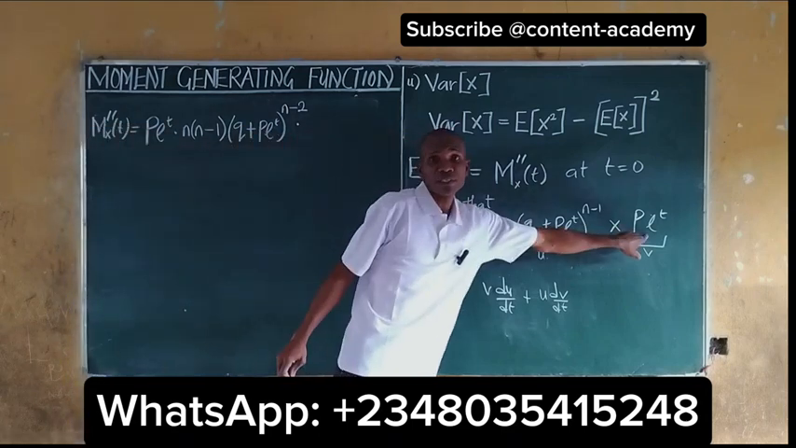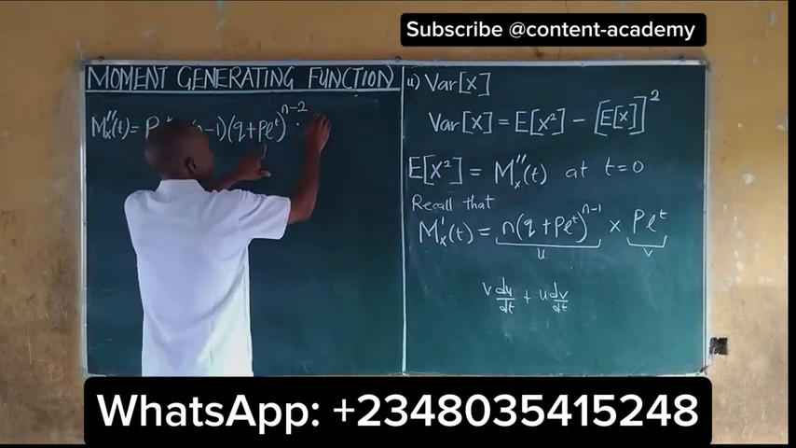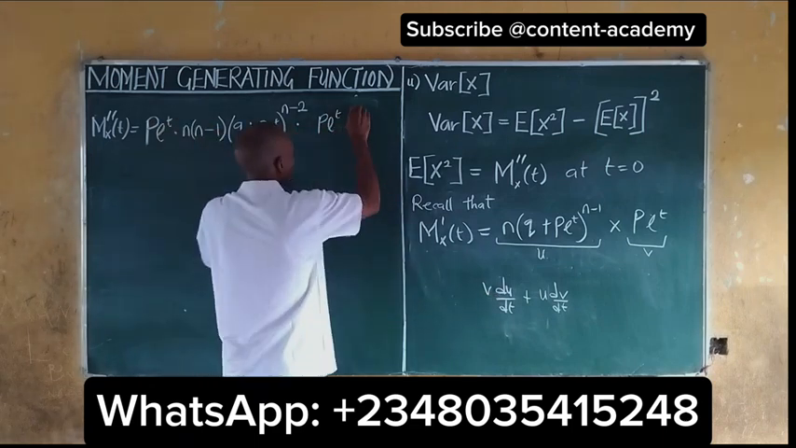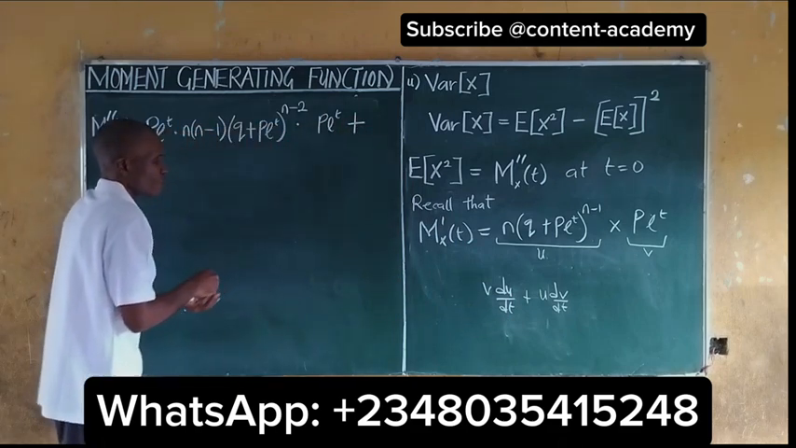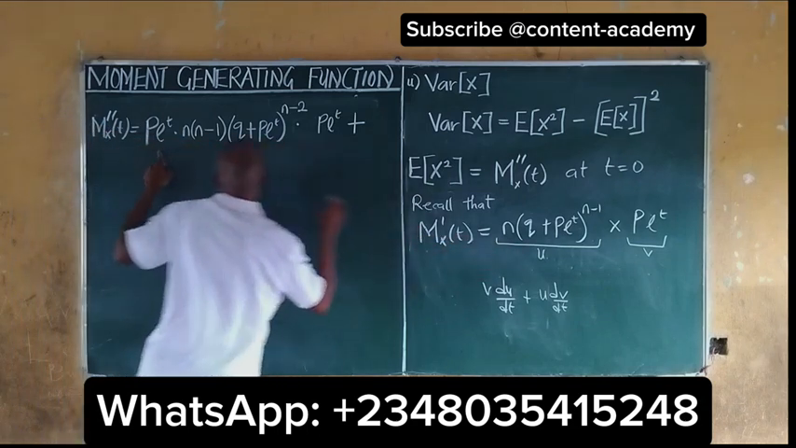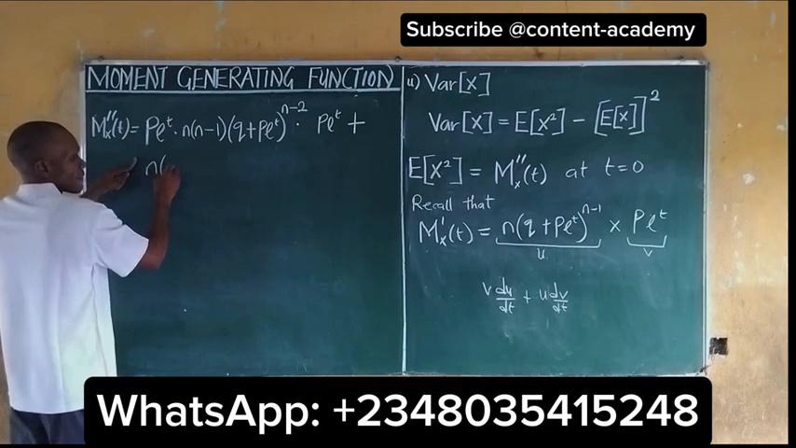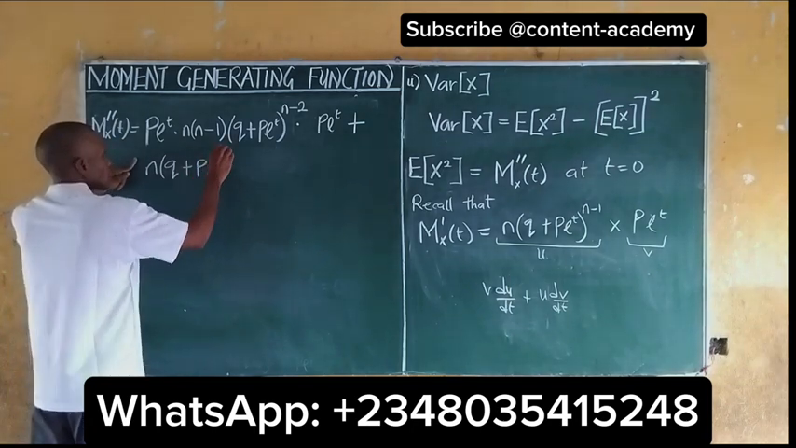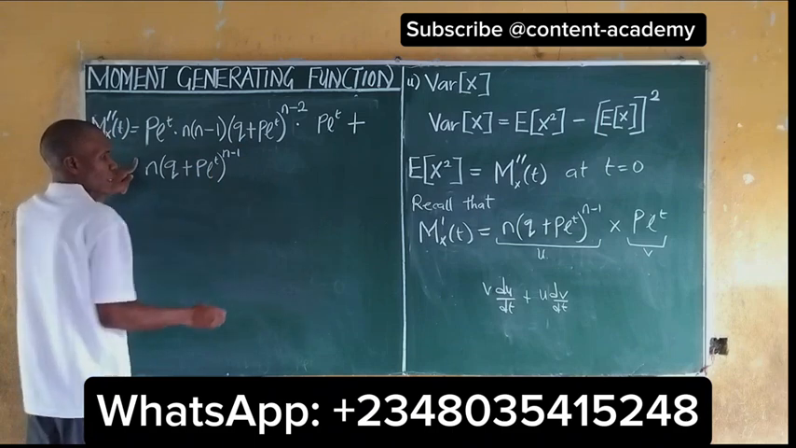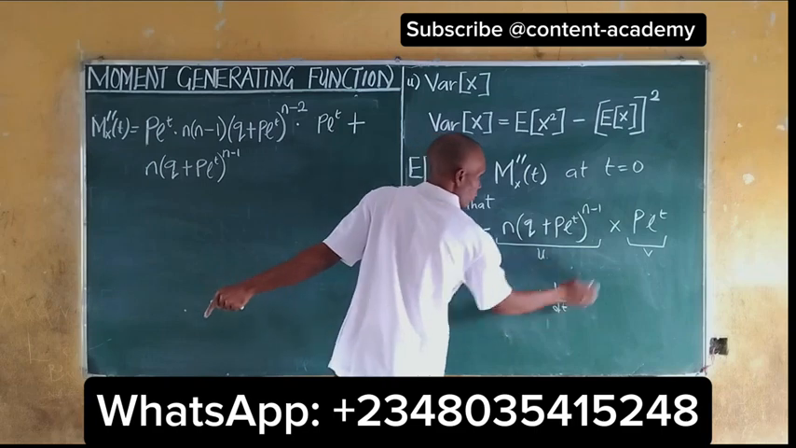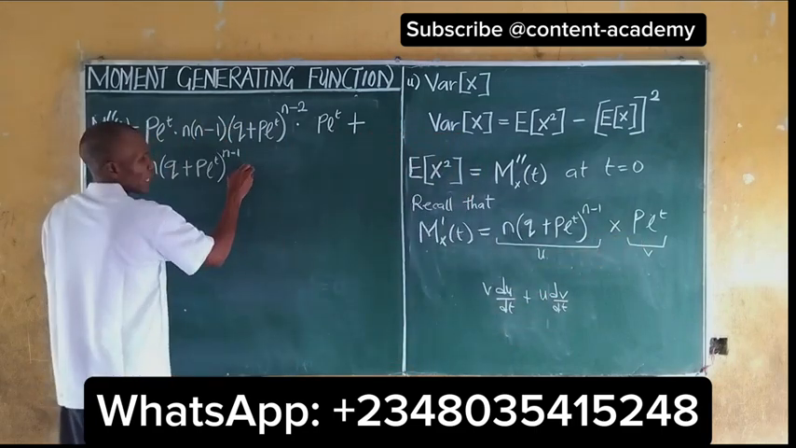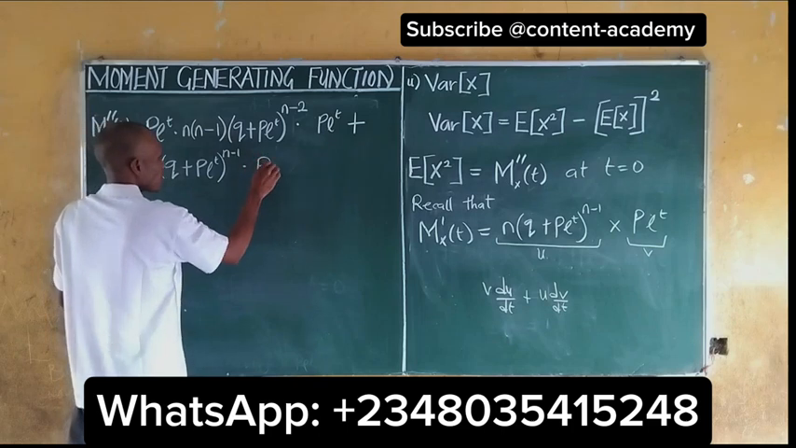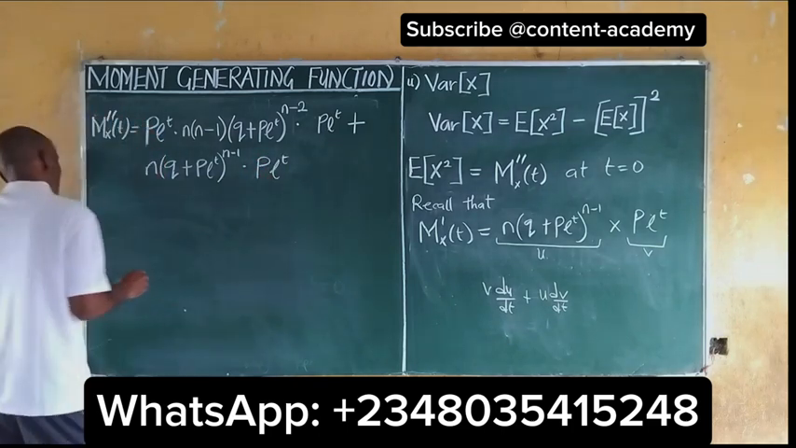just like what we did here. When we differentiated this, we got this. So we still multiply by p e^t. Now, plus, what is our u? Our u is n into (q plus p e^t) raised to the power of n minus 1. Then the dv over dt, if we differentiate that, we will still get p e^t.